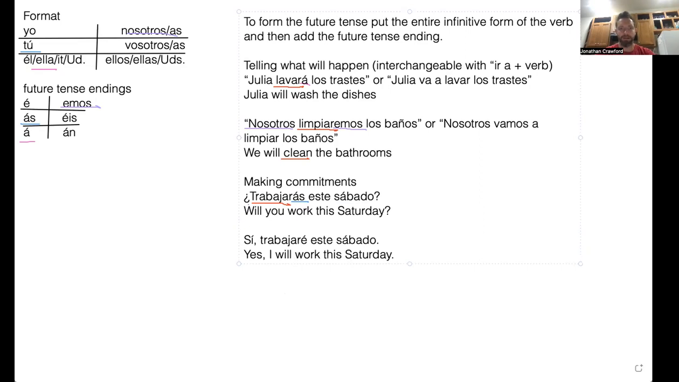Notice we have trabajar. Trabajar is right here, and then we have the yo form, trabajaré. So that é right there coincides with yo, which means I. And so you're saying sí, yes, trabajaré. I will work this sábado, Saturday. Sábado, Saturday.